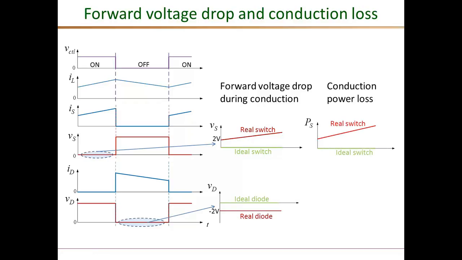So the forward drop in both the control switch as well as the diode results in conduction losses. This is the conduction loss in this switch. An ideal switch has no losses, whereas the real switch loss is the forward voltage drop times the device current. Similarly, for the diode also, during this interval there is a conduction loss, and that is equal to the forward drop times the diode current.